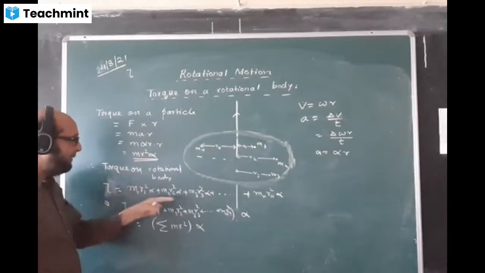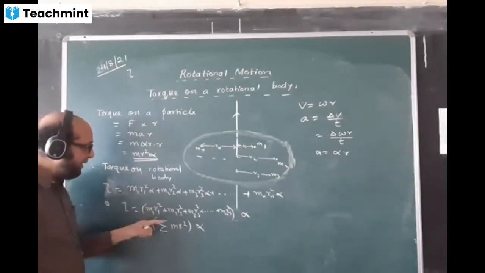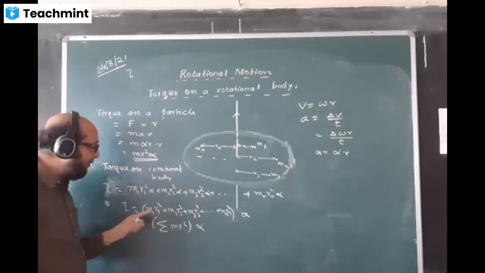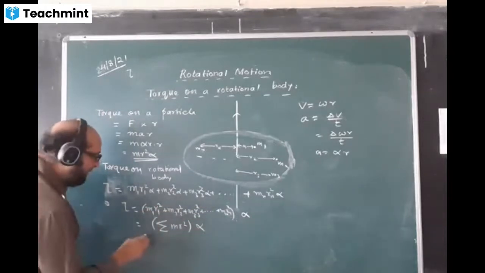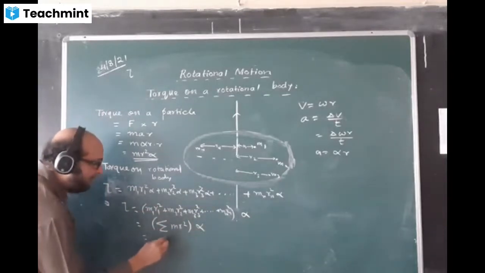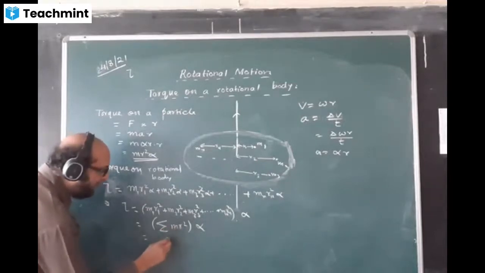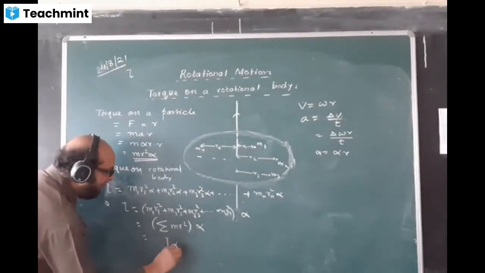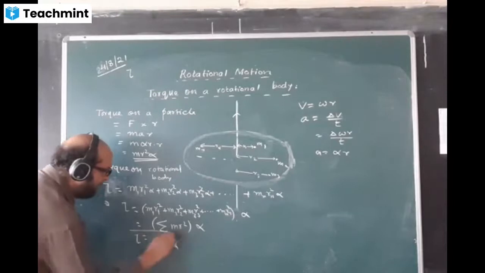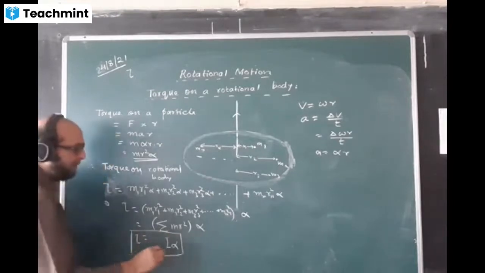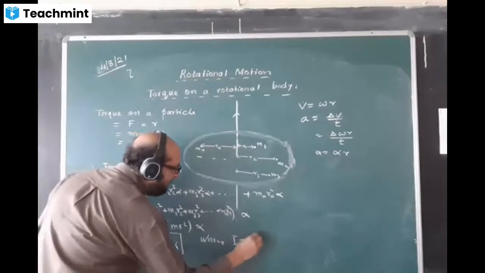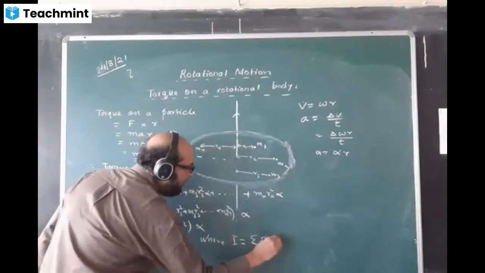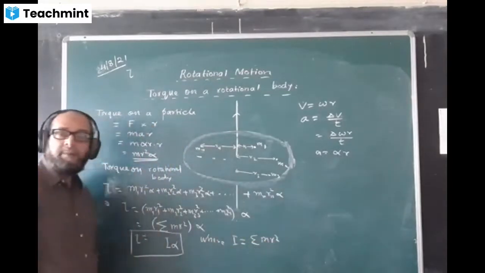mr square alpha, then for that I'm writing here this quantity in the form of summation, summation of all such quantities into alpha. This quantity is called I. You can write here I alpha. So torque is equal to I alpha, where I is equal to summation of m r square.